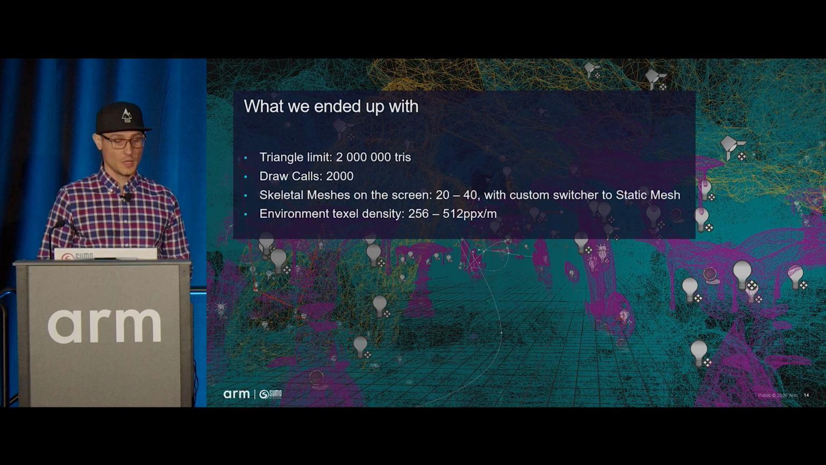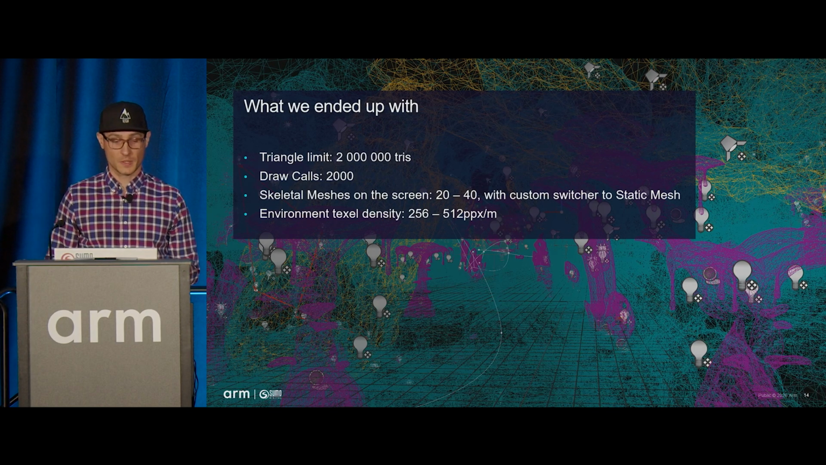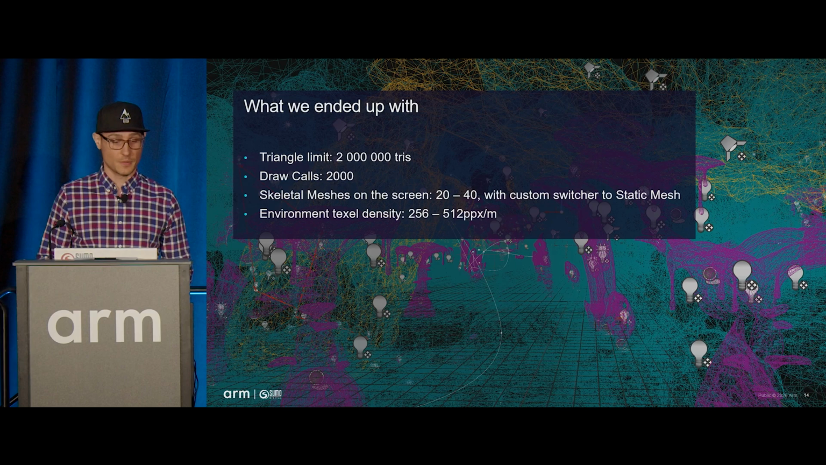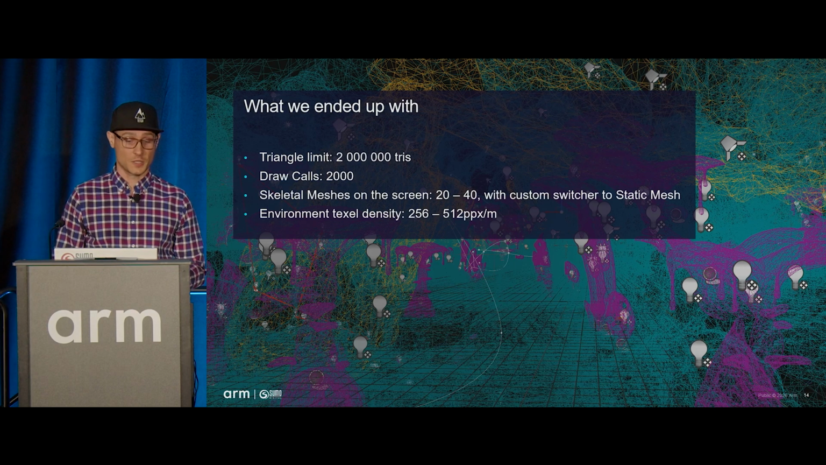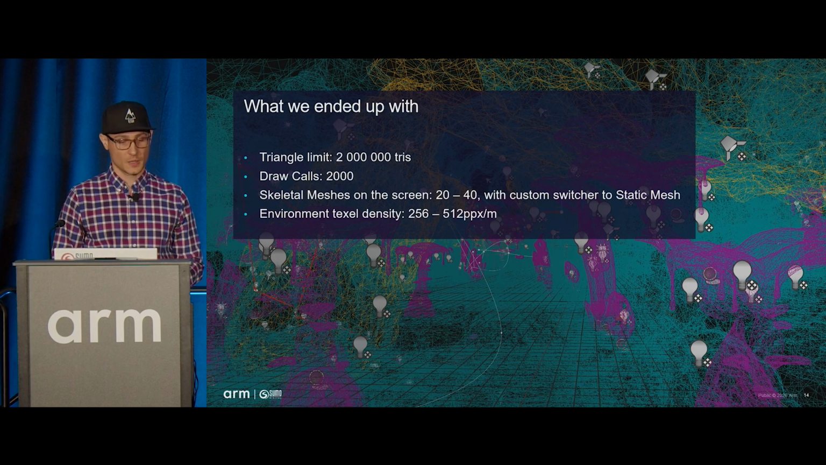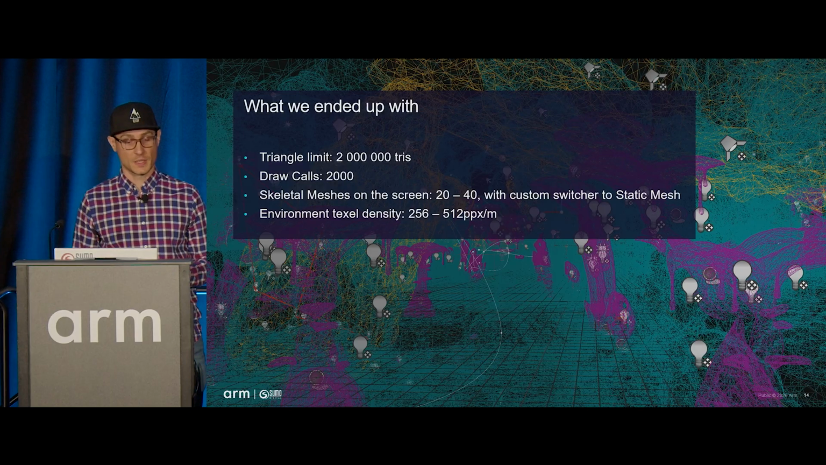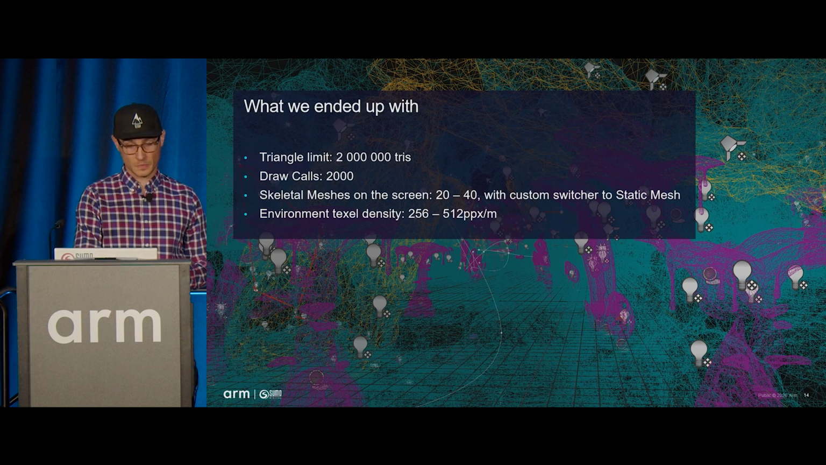So we could double our triangle limit to 2 mil triangles, 2000 draw calls, 20 to 40 skeletal meshes on screen with a custom switcher to static mesh for ray traced shadows based on the distance from the player. And we could also scale up environment texel density in some cases from 256 to 512 pixels per meter.